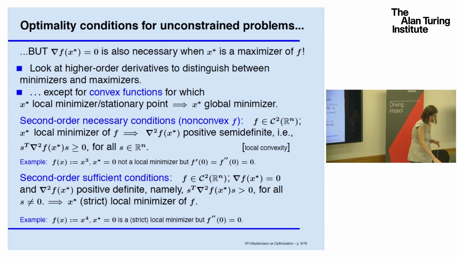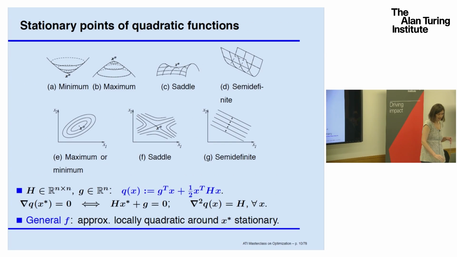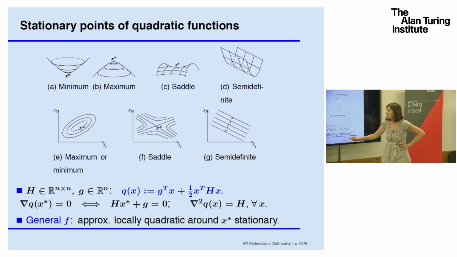And the other issue is convexity. When we have global convexity, we don't need to worry about local solutions, and we need local convexity to guarantee minimizers. Here's an illustration on quadratic functions. I take a quadratic function, the simplest case of nonlinear functions. g is a vector that's given. H is a symmetric matrix that's given.